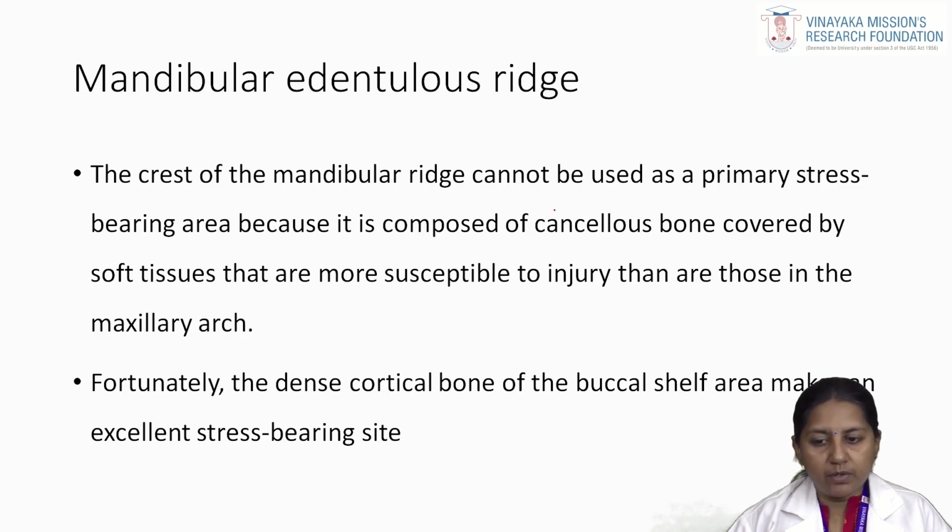Here, the crest of the mandibular ridge cannot be used as the primary stress bearing area. What is the reason? As you all know, it is composed of cancellous bone and it is covered by soft tissues that are more susceptible to injury than those in the maxillary arch. Fortunately, the dense cortical bone of the buccal shelf area makes an excellent stress bearing site. So you have to understand that in the mandible, the primary stress bearing area will be the buccal shelf.